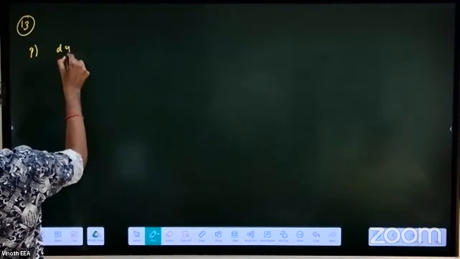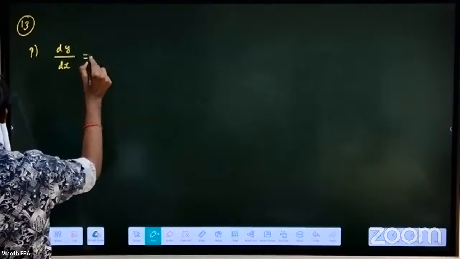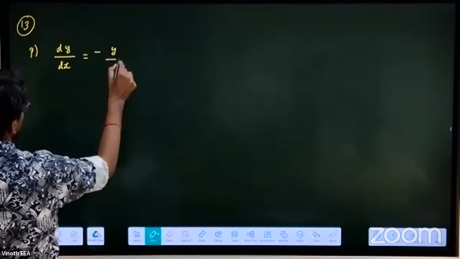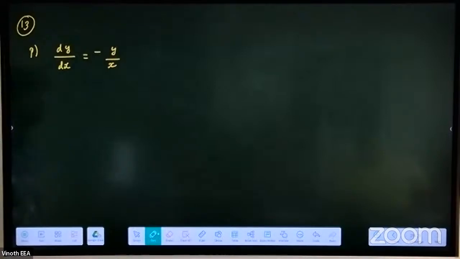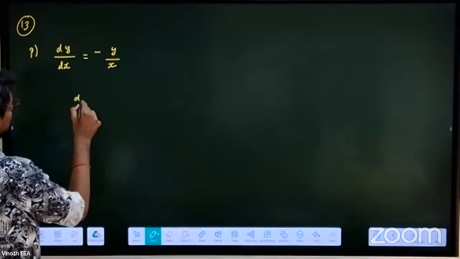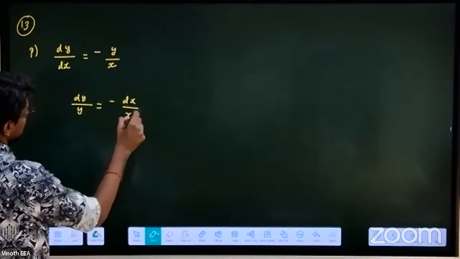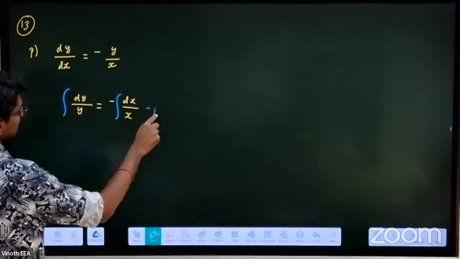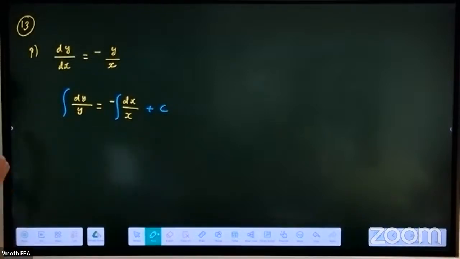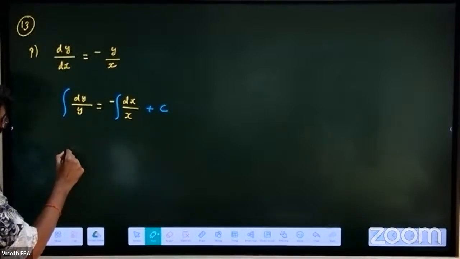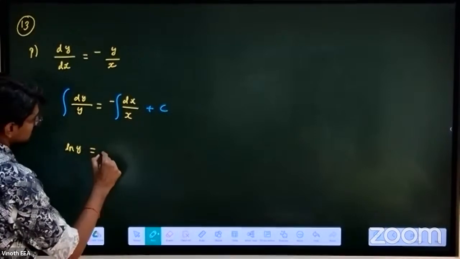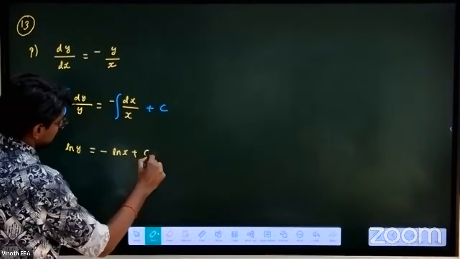13th question. We start solving it. First one, P is dy by dx equal to minus y by x. What is the method I can use? Variable separable, easier one. Separate all the variables to one side, dy by y equal to minus dx by x. Integrate it and add a constant. Integration of dy by y is ln y, which is equal to minus ln x plus c.